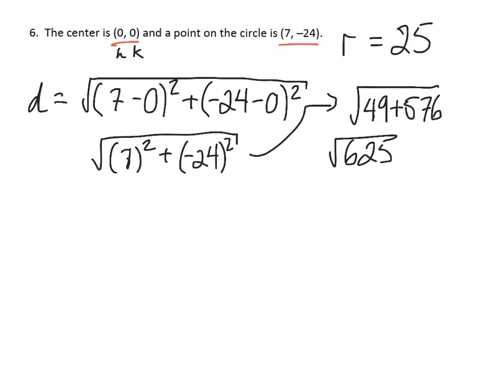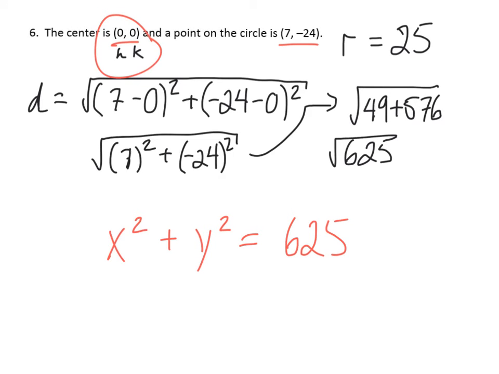Now I have everything I need for my equation. Since my h and k are 0, I know my equation is just going to be x squared plus y squared equals my radius squared, 625.